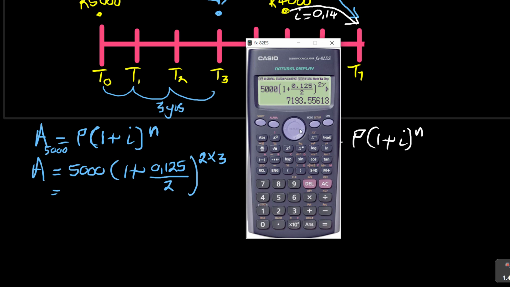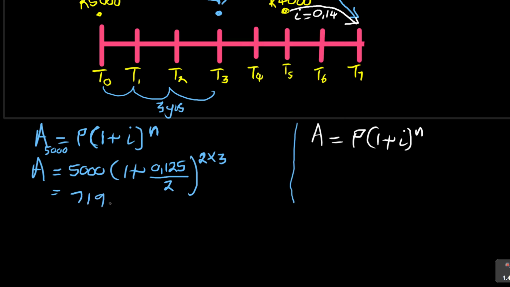It is good not to round it off. You write it as is, but I can't write that long figure, so I'll try to write as much as I can. It's 7193.55619. I tried. I hope I did right. This is my first one. That's my A. Are you with me?